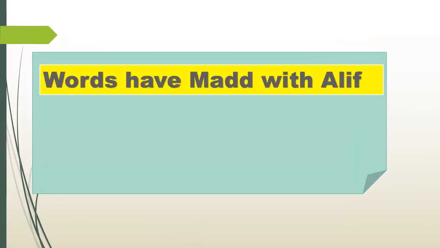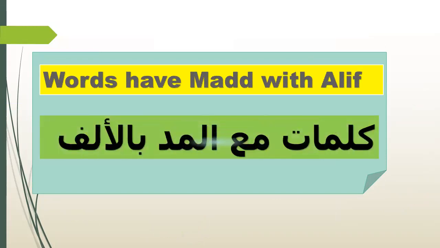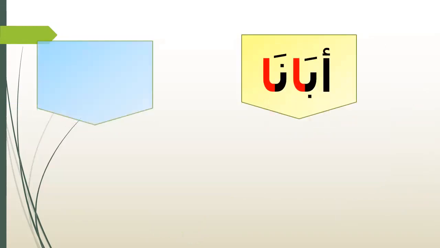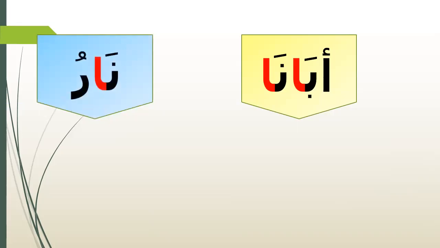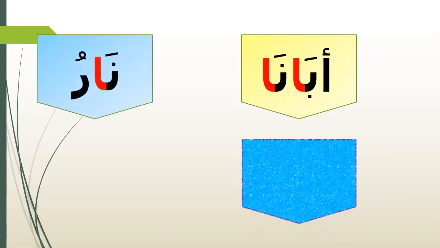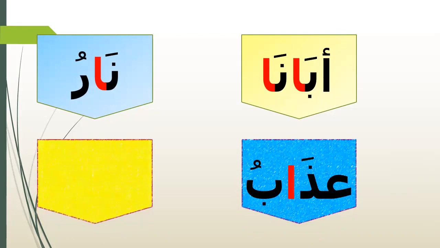Words have mad with alif. كلمات مع المد بالالف. Please repeat after me. أبانا. نار. عذاب. خاف.